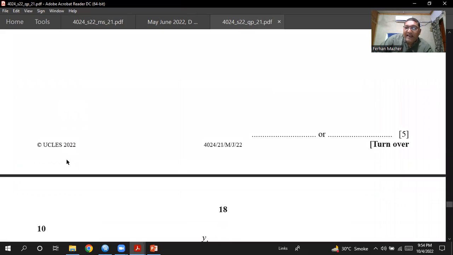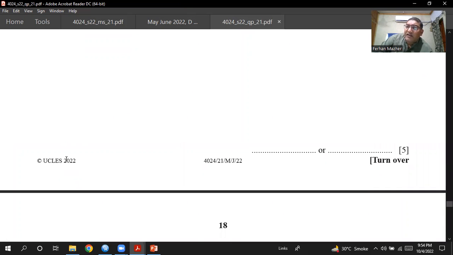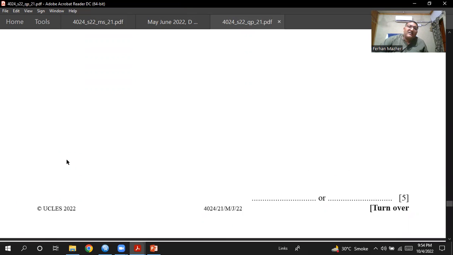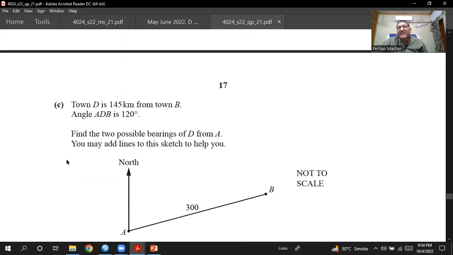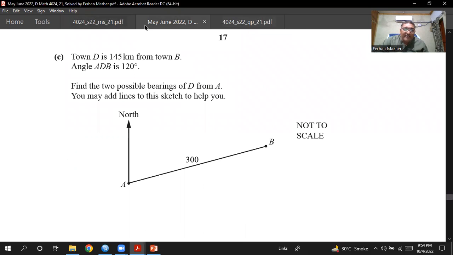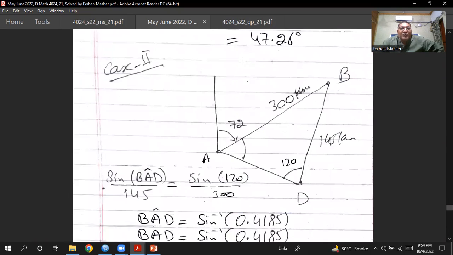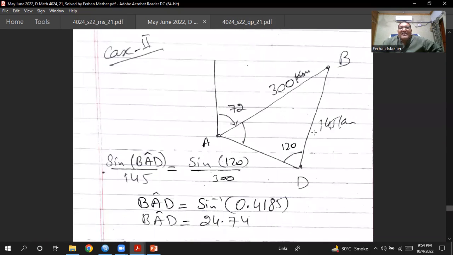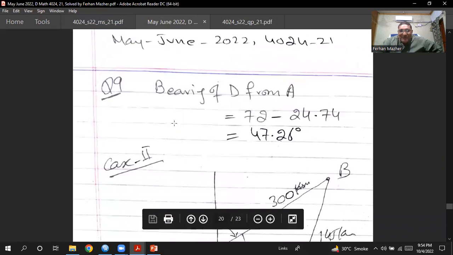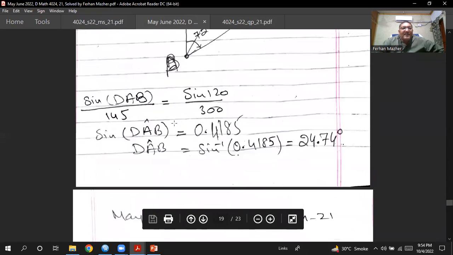So the angle is 120 at the vertex D, ADB. Because the angle is given at a point which is not fixed here, there can be two possibilities. Let me show you how. You see, in case one, D can be on the north side of the AB line, and in case number two, D can be on the south side of AB. So these are two possible cases here.